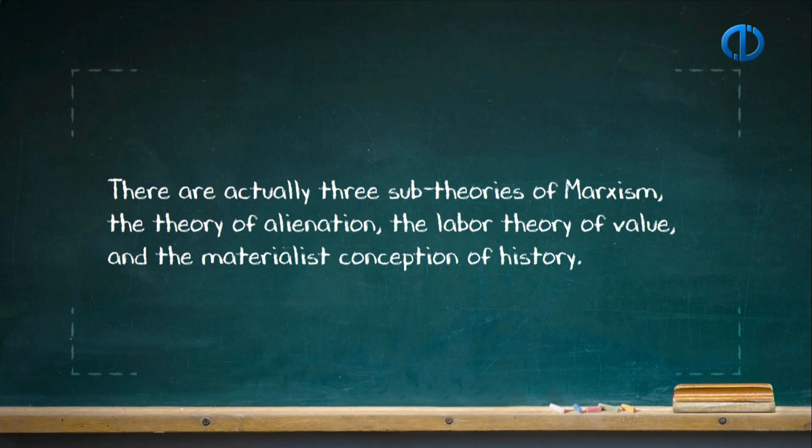to survive. There are actually 3 sub-theories of Marxism: the theory of alienation, the labor theory of value, and the materialist conception of history. All these must be understood within the context of capitalist infrastructure. Even Marx's vision of socialism emerges from his study of capitalism, since socialism is the unrealized potential inherent in the capitalist system itself.